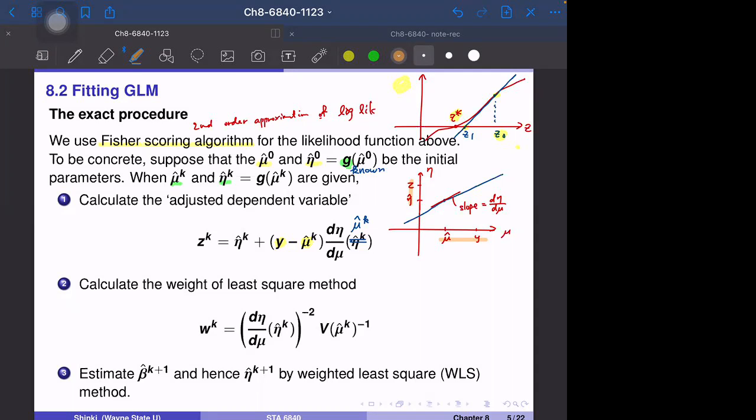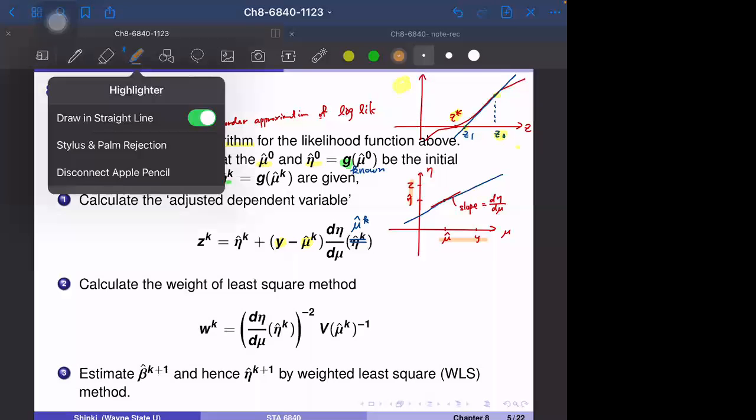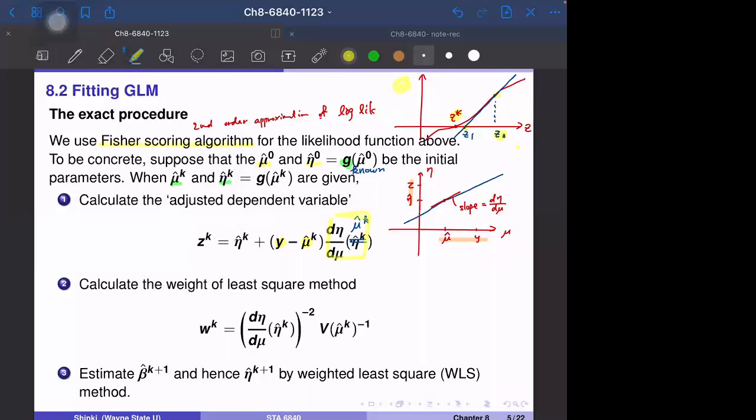How to calculate it? Just using the linear approximation, zk is equal to eta hat plus y minus mu hat times d eta d mu at mu hat k. In the textbook it says eta hat, but usually this is mu hat k, right? This is a function of mu, so the derivative is evaluated at mu hat k.